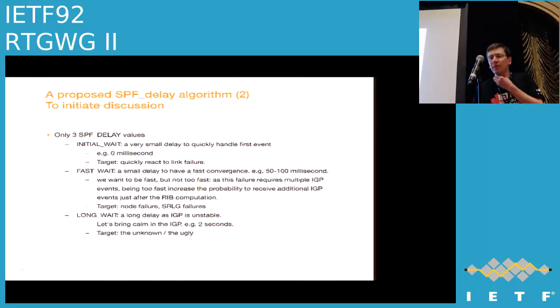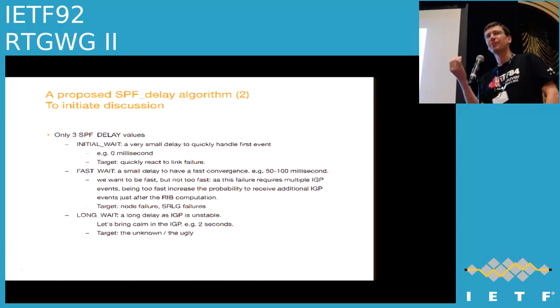So for the delay, we propose to have only 3 different values. The first one is the initial wait. It targets link failure, so we want it to be very fast. It could be as low as 0 milliseconds. Anything between 0 and 50 milliseconds probably won't change much. This is the initial value. You use it only once to target link failure. If you keep receiving other IGP events, you're typically in a node failure or SRLG failure.